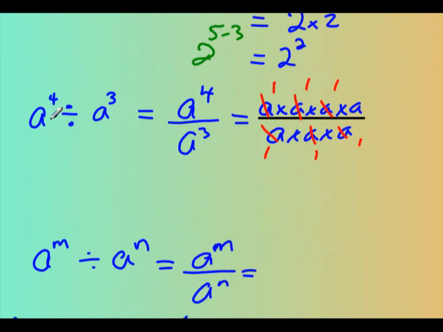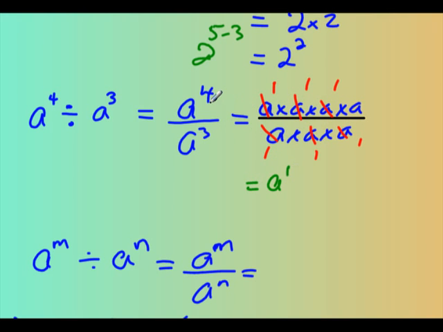Okay, and let's try that now with the base being a variable. So what we do here is write the numerator on top, the denominator below. A to the fourth means a times a times a times a. A to the third means a times a times a. All three will be cancelled off with 3 at the top, leaving 1. So what we have here is a to the first power.